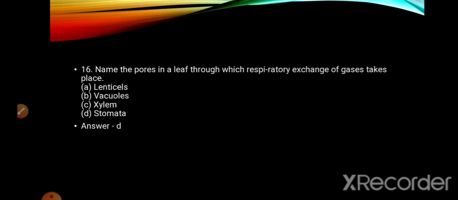The next is, name the pores in a leaf through which respiratory exchange of gas takes place. So the pore is called the stomata. We have discussed in detail that stomata help in the photosynthesis process and in the respiration of the plant, that is the opening and closing of stomata. So stomata is very important, the pore in the leaves through which respiratory exchange of the gases takes place. So stomata is the correct answer.